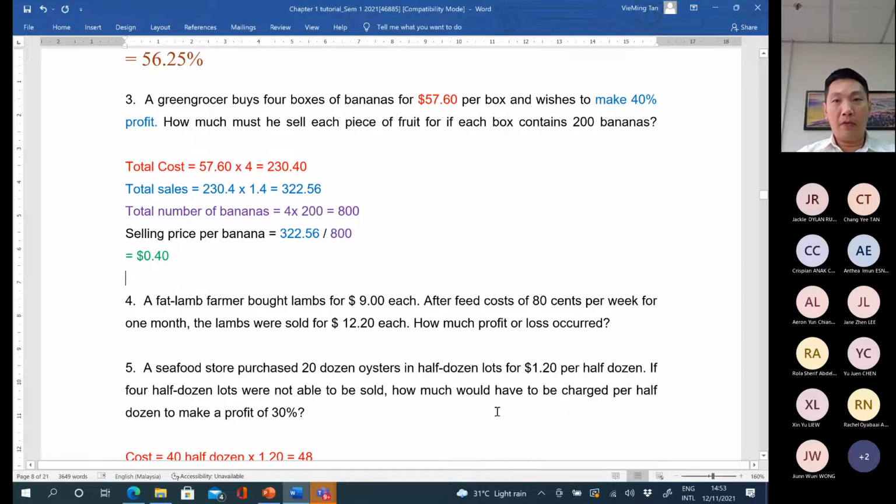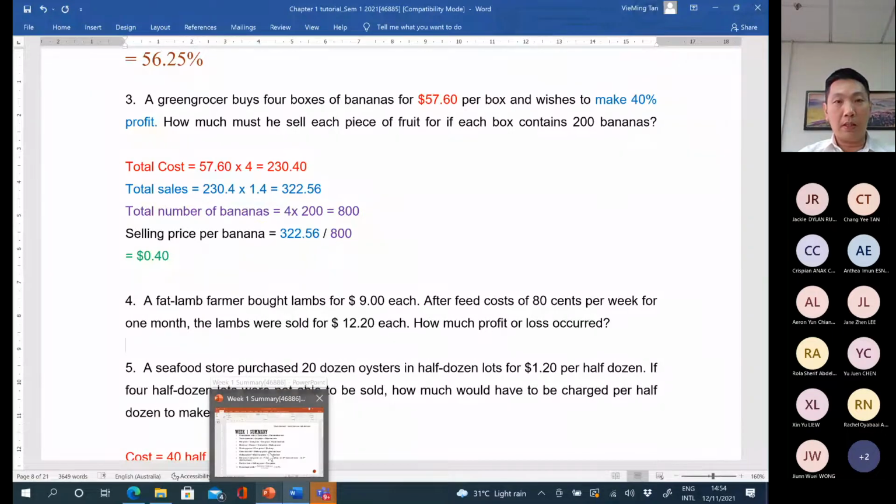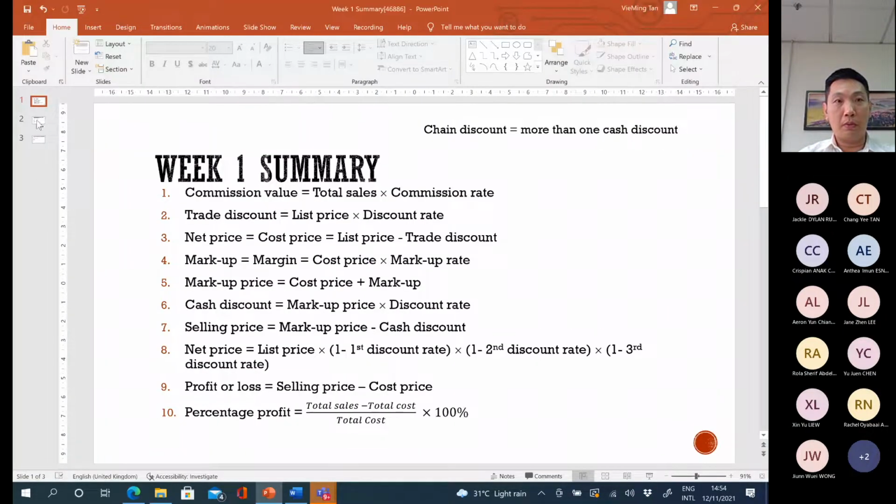Okay, then question 4. Any question on question 4? Question 4 should be quite direct. Question 5 is the problem, I think because of this half dozen. The question involves half dozen and dozen, so we need to understand the meaning of half dozen in order to answer this question. I'd like to use the PowerPoint slide because it'll be easier to show you.